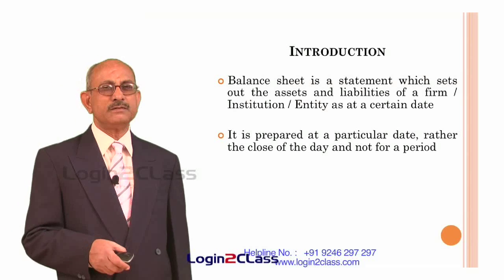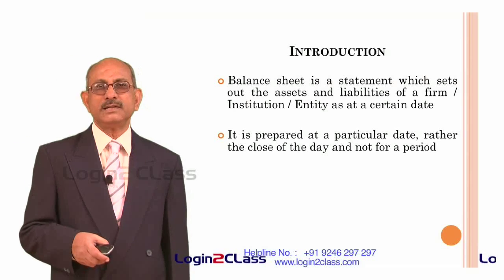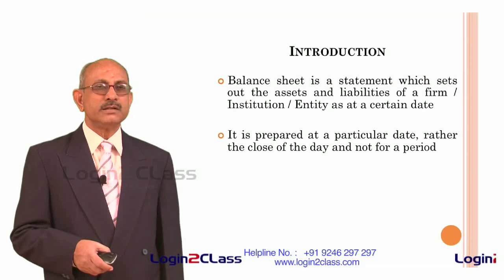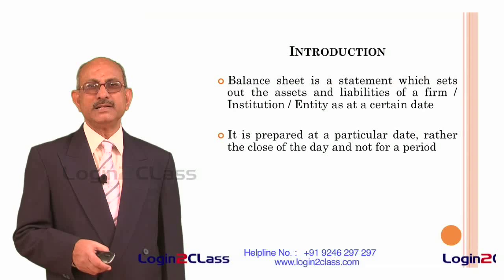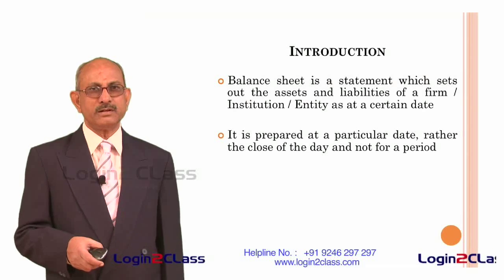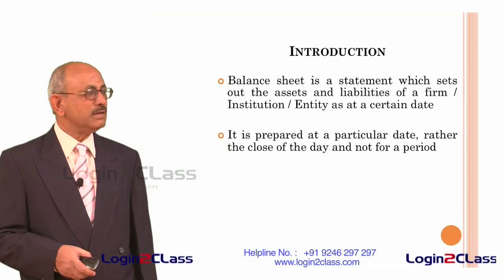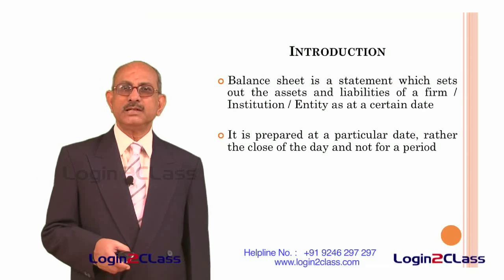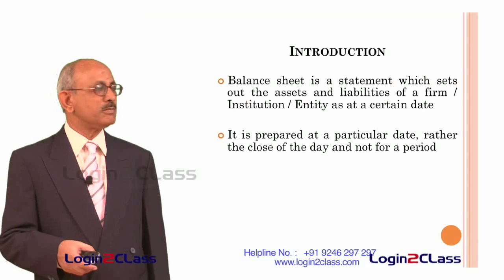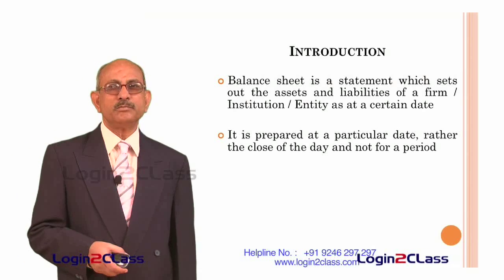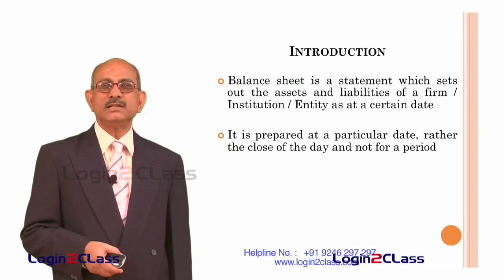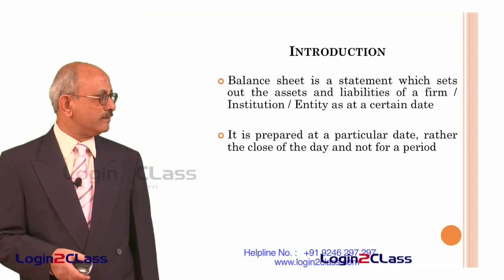That means it talks about income and expenses received or incurred by the entity during a particular period, normally 1 year. So normally when we write profit and loss account, we say profit and loss for the period from, let us say, 1st April 2011 to 31st March 2012. In the case of balance sheet, we say statement of assets and liabilities as on 31st March 2012.